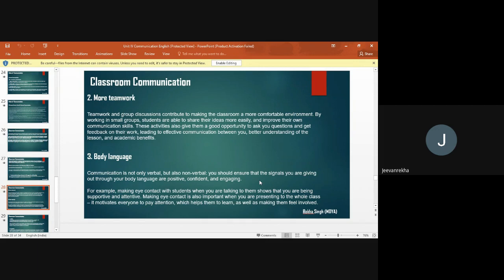For example, making eye contact with students when you are talking to them shows that you are being supportive and attentive. Suppose you are talking to your students, you should be in eye contact to give them confidence to learn and to make them very comfortable with you. Making eye contact is also important when you are presenting to the whole class. It motivates everyone to pay attention, which helps them to learn as well as making them feel involved. Make them understand that I'm with you, right? Make them understand that I am here to help you.